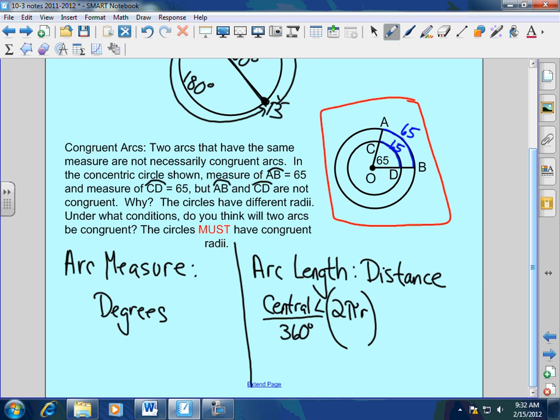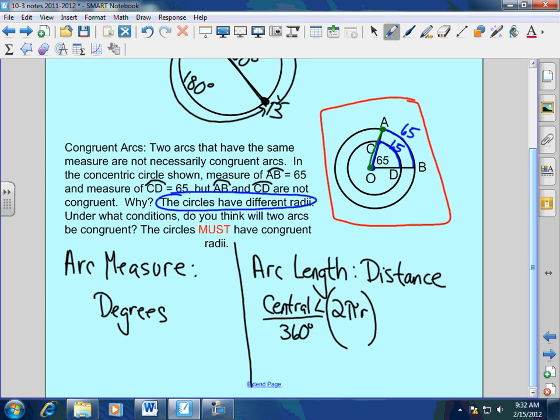The answer is because CD has different radii than CA, or OA, I'm sorry. OC is different than OA. In this particular case, OC is smaller. Okay? So the circles have different radii. So that means that they cannot be congruent.